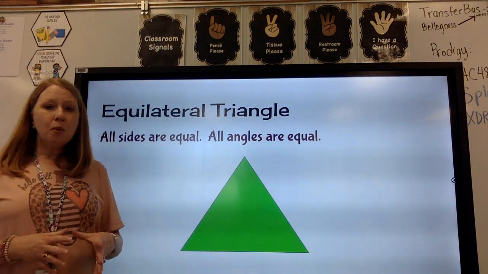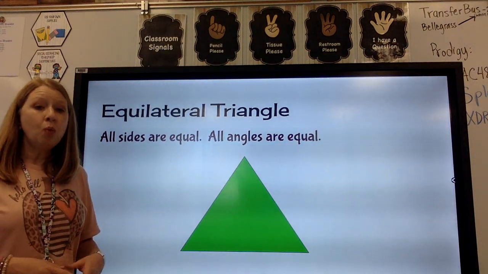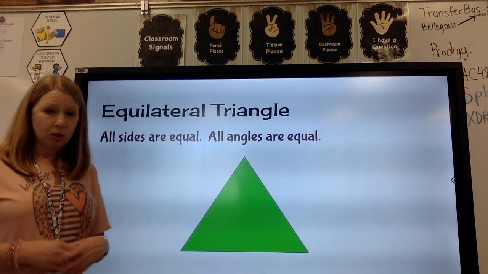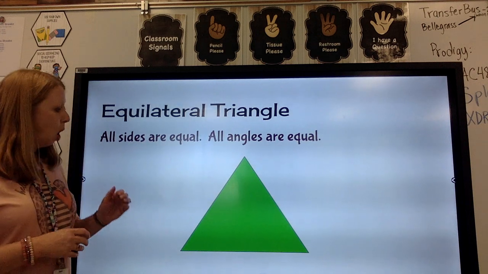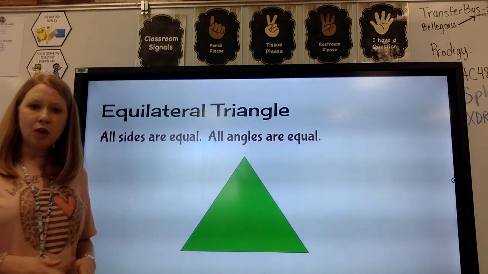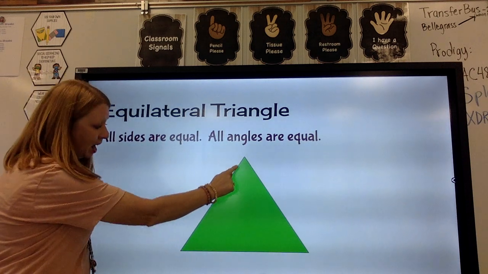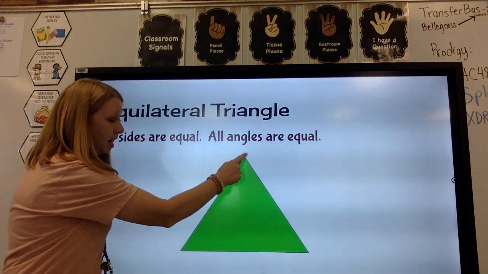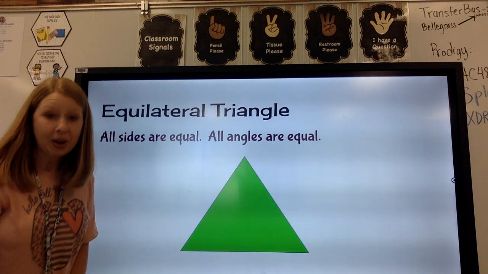Okay, an equilateral triangle is a triangle where all sides are equal and all angles are equal. So all of the sides are equal, all of the angles are equal. That means that if this side is 5 inches, this side is 5 inches, and this side is 5 inches. Okay?